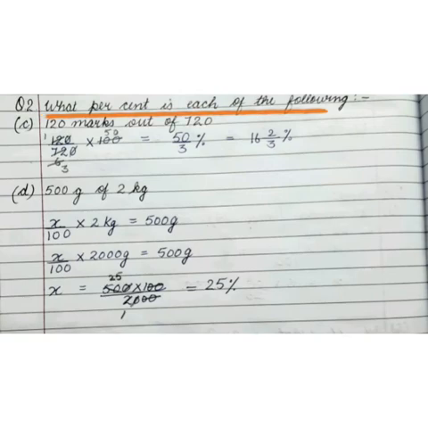Question 2. What percent is each of the following? C part. 120 marks out of 720. So 120 upon 720 multiply by 100 to get the percentage, cancelling the zeros. Then I am getting the answer as 50 upon 3%. Converting this into the mixed fraction, it is 16 2 upon 3%.